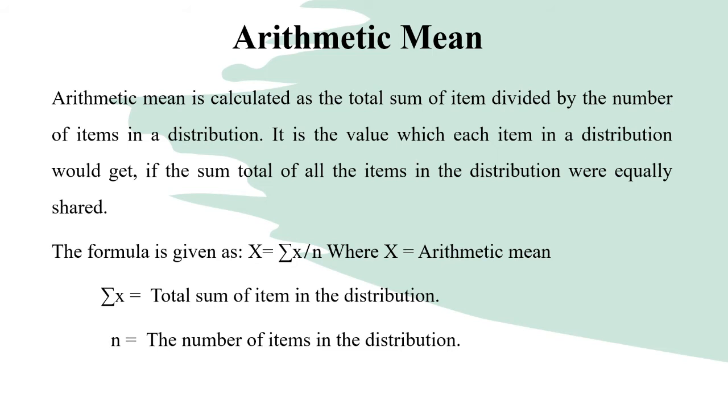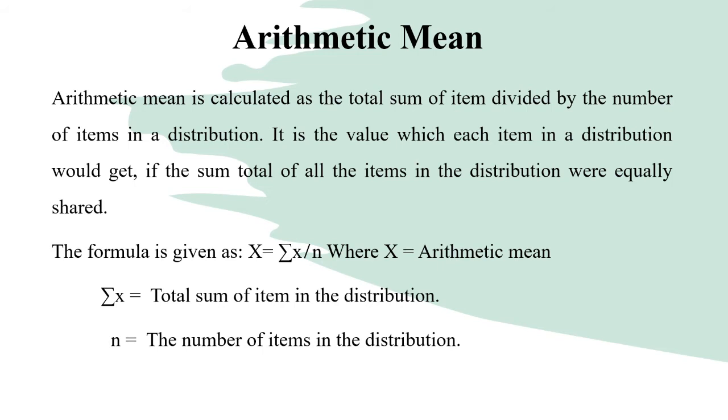The total sum of the items is adding together all the numbers given in the distribution, while the number of items in a distribution is counting how many items are there in that distribution. For example, given the following distribution of numbers, we have 4, 9, 12, 1, 5, 8, 3, 7, and 2. This is on ungrouped data. Calculate the arithmetic mean. We have a solution.